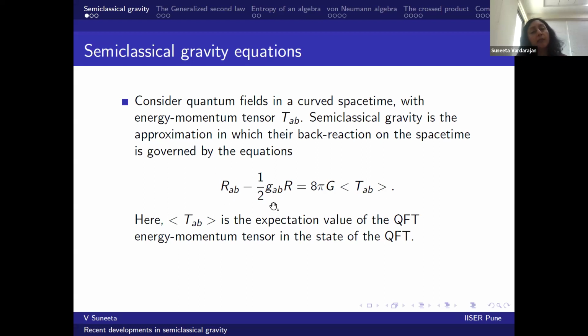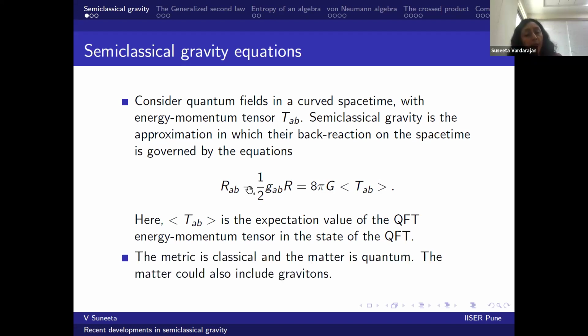If you cannot see my pointer, then let me just tell you that the left-hand side is the Einstein tensor for the space-time. And the right-hand side, the source, is the expectation value of the energy momentum tensor in some state of the QFT. So whatever state the QFT is in, you just input that in the expectation value. And this acts as the source for the back reaction on the gravitational space-time. So the metric here, let me remind you, is classical and the matter is quantum.